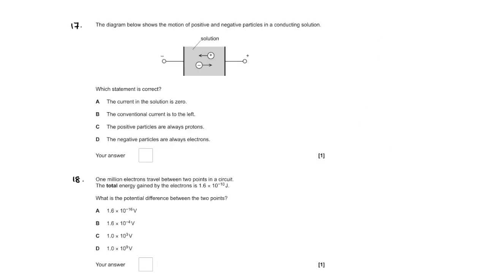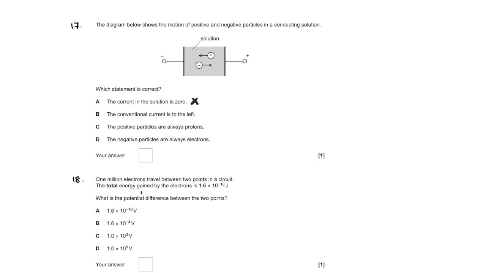Question number 17 says we've got a diagram to show the motion of positive and negative particles in a conducting solution. Which statement is correct? Bear in mind the conducting solution will have ions, positive ions and negative ions. A says the current in the solution is 0. Well, no, it's not, because the flow of charges causes a current.